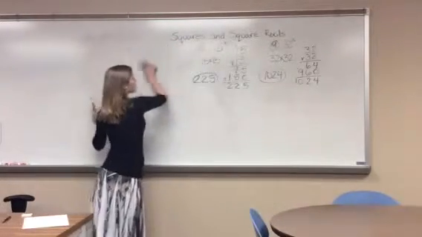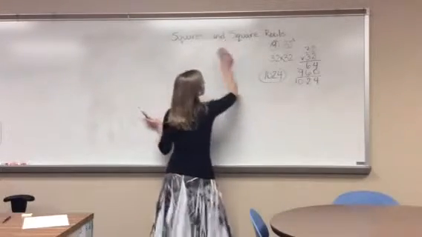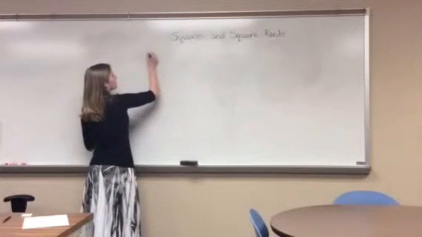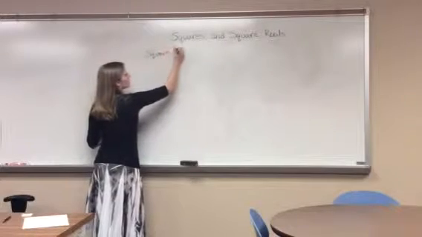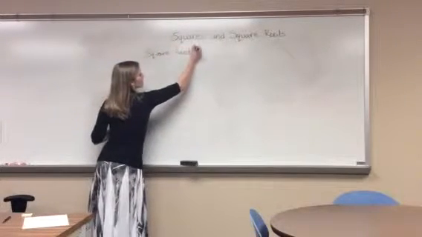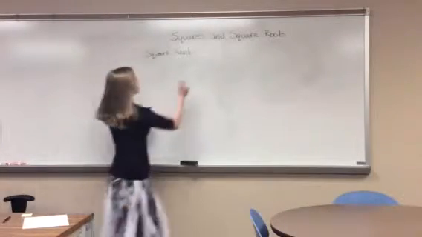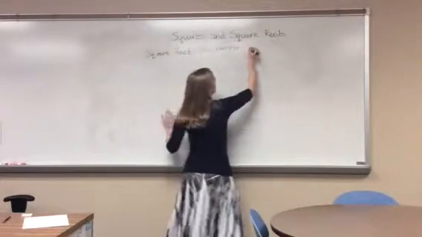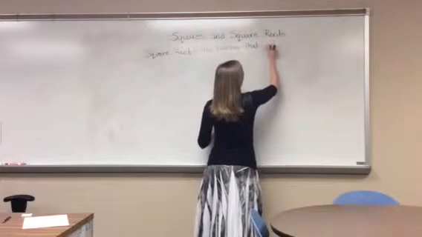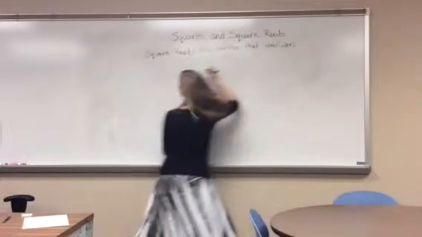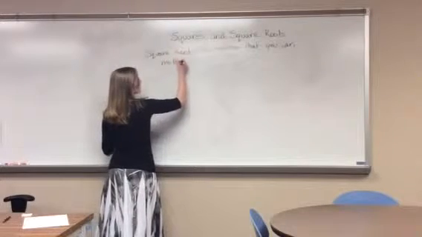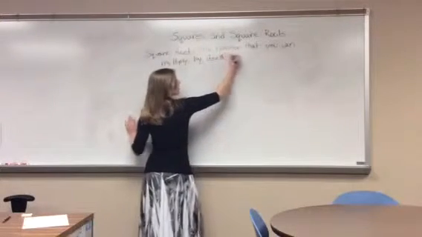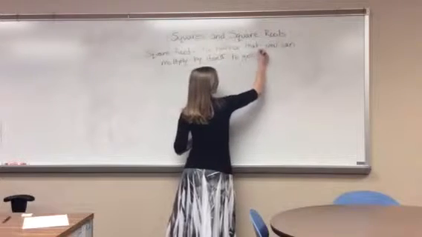At this point, we're going to switch gears and start talking about square roots. So the definition of a square root is the number that you can multiply by itself to get the number under the square root.